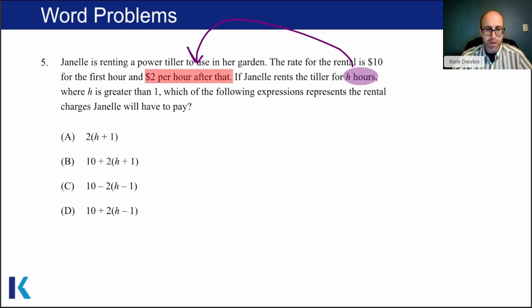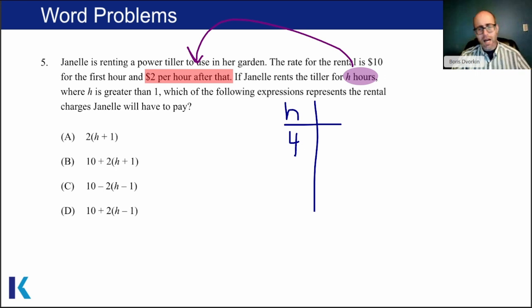Let's try just some numbers, right? Let me know in the chat, folks. If she rents it for 4 hours, let's say H is 4. How many hours is she going to get charged $2? Like, how many of those 4 hours will cost $2 per hour? Well, that's 3, because the first hour is $10, but then there's 3 hours left, right? 4 minus 1 is 3. So there's 3 hours that she's going to get charged $2 for.